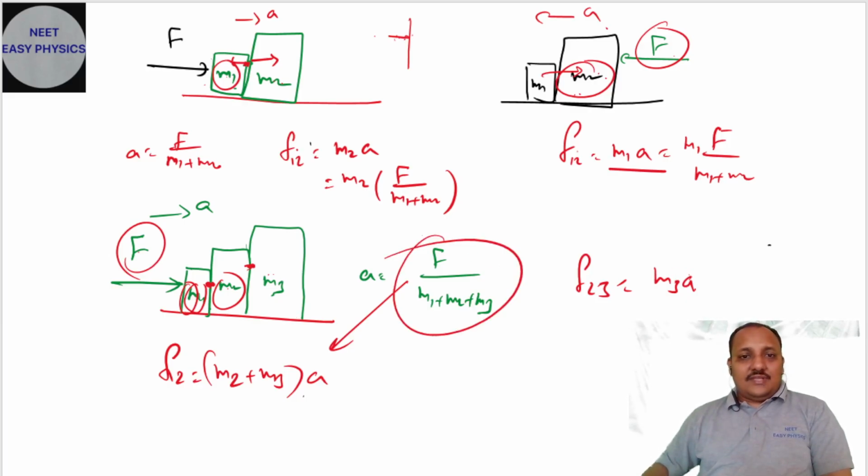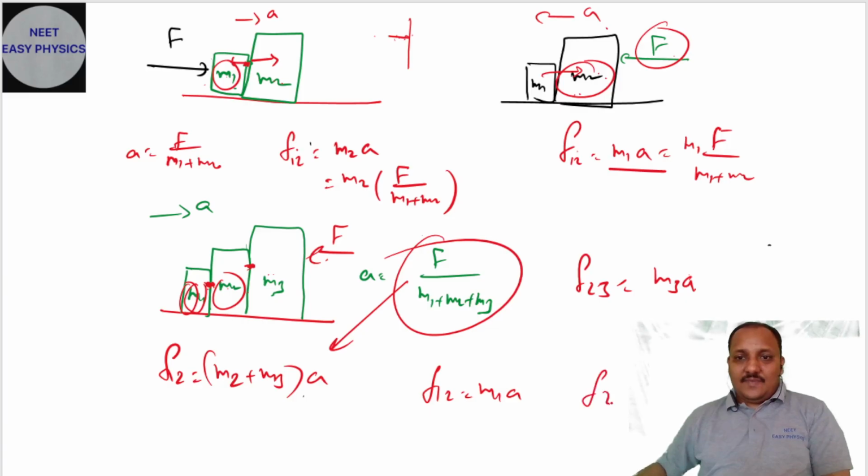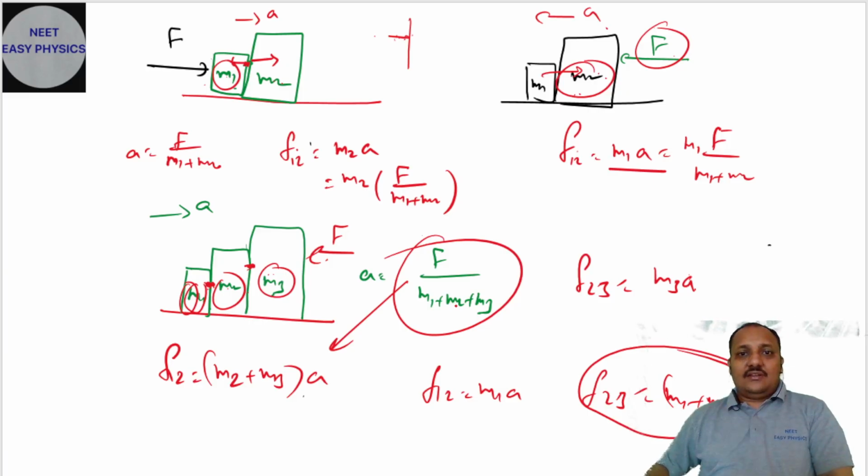Understood? The same question, if they ask with force applied on M3, then what is the contact force between M1 and M2? F12 means force acting on M2 and M3, therefore M1A. F23, force acting on M3, therefore M1 plus M2 times A. So like this you can calculate whenever they ask problems on this.